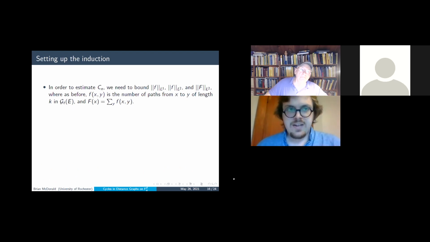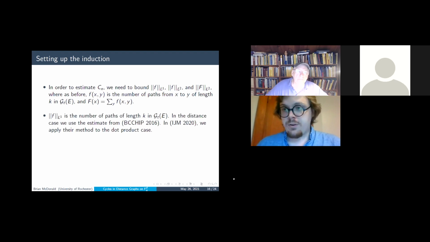So as I just said, in order to estimate C_n, the number of cycles of length n, we end up having to bound these quantities, the L1 and L2 norms of little f and the L2 norm of capital F. And yes, there are other terms floating around like g and F prime and stuff like that, but by symmetry, these are really the ones where we have to understand what's going on. Right, so as before, f of x, y is the number of paths from x to y of length k in the distance graph.